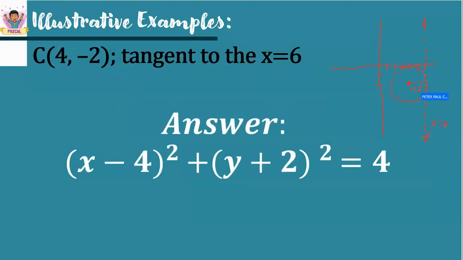So since you have a center with r equal to 2, then the standard equation will be the quantity x minus 4 squared plus the quantity y plus 2 squared is equal to r squared, which is 4. So I hope you will be careful in answering problems like that.